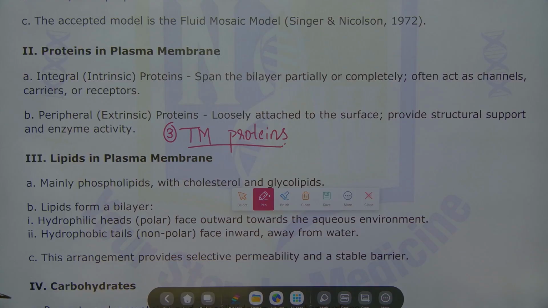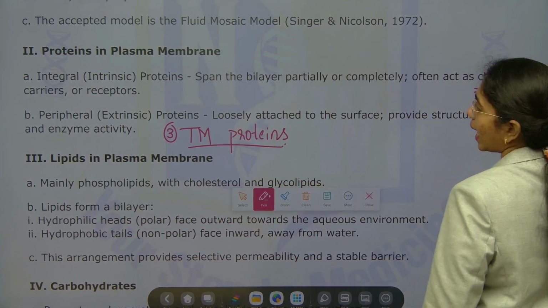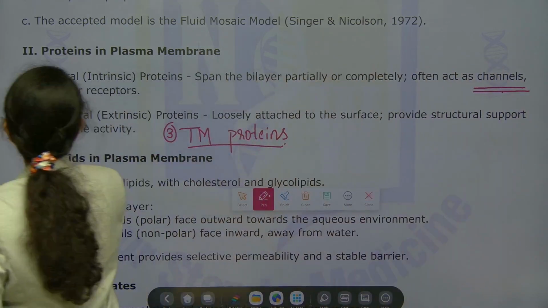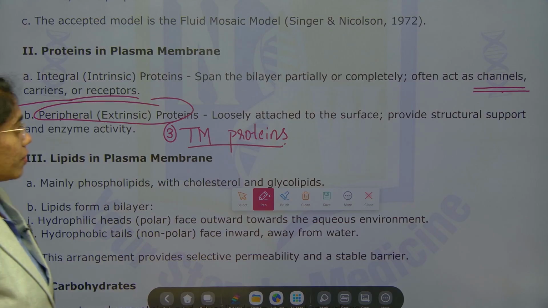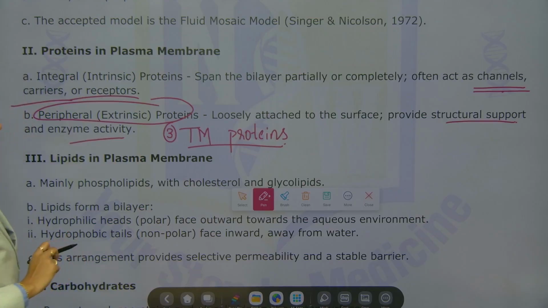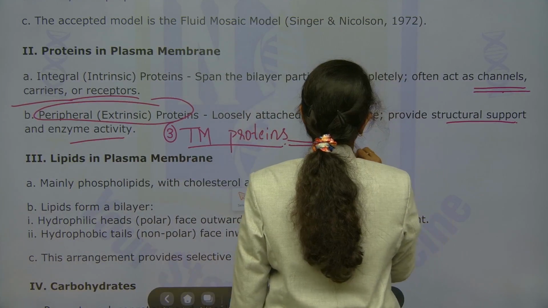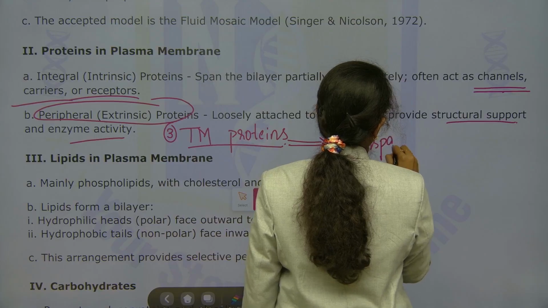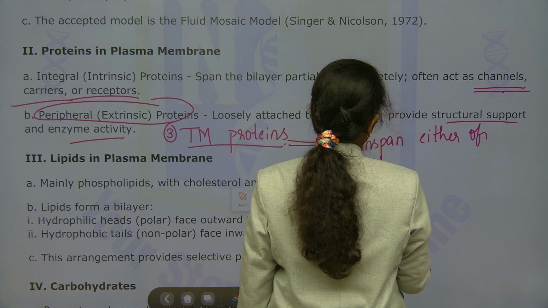Integral or intrinsic proteins span the lipid bilayer completely. Often they act as channels, carriers and receptors. Peripheral or extrinsic proteins are loosely attached on the surface. They mainly provide structural support and enzymatic activity. Next are transmembrane proteins. These transmembrane proteins span either side of the membrane.